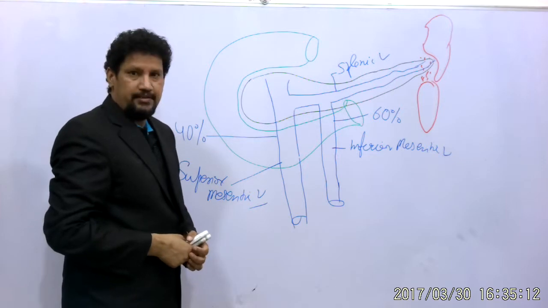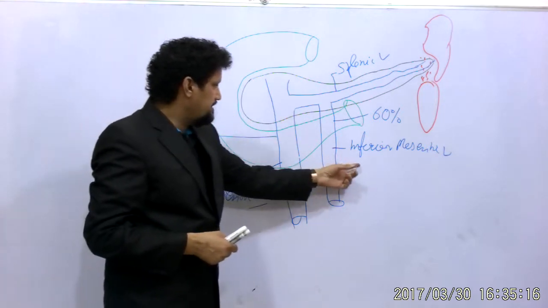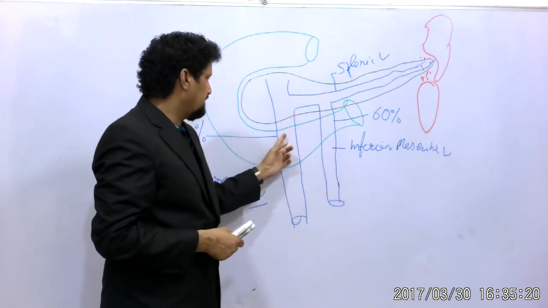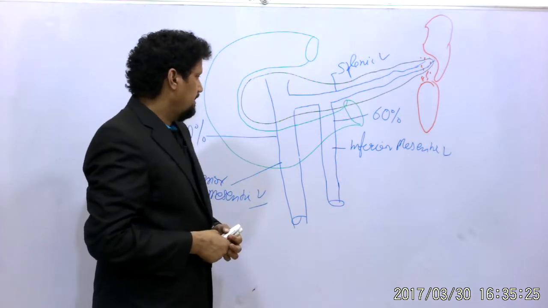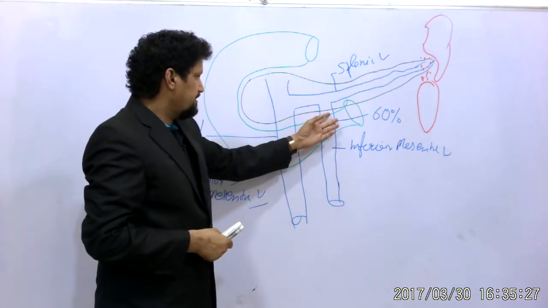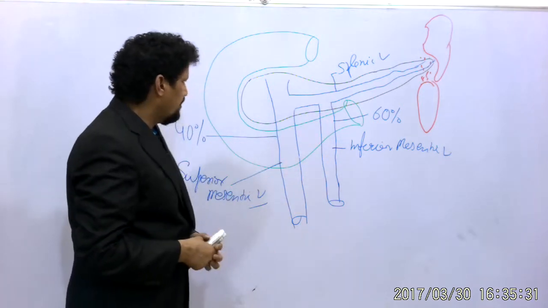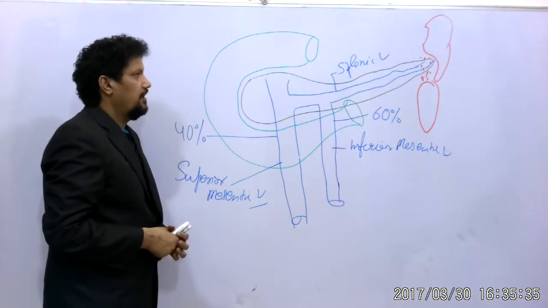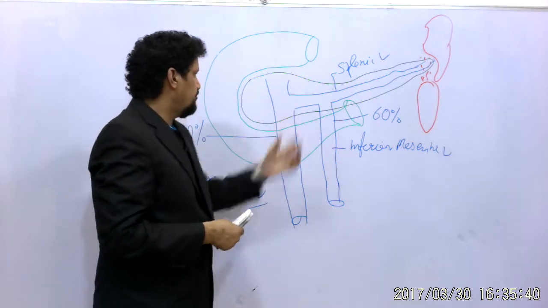Again, I am repeating, in 1/3 cases, the inferior mesenteric vein is directly draining in the confluence of the splenic vein and superior mesenteric vein. In remaining cases, in 60% cases, it is draining in the splenic vein and in remaining 40%, it is draining in the superior mesenteric vein. So, these are the formative tributaries of the portal vein.